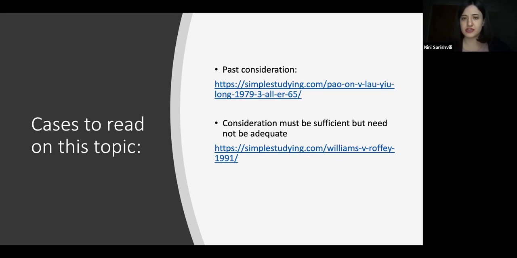Cases to read on this topic: for past consideration, it is this case, and for consideration must be sufficient but need not be adequate, it is Williams versus Roffey. It's an interesting case. You can read about practical benefit. Basically in this case, it was argued that even if there is not a valid consideration, but the promisee somehow obtained a practical benefit from the contract, the court may assume there is a consideration.